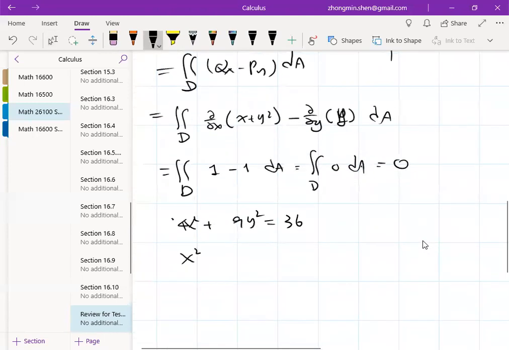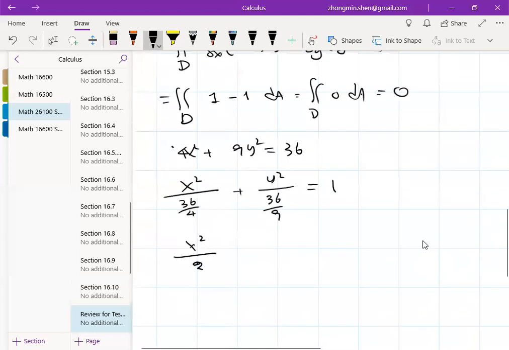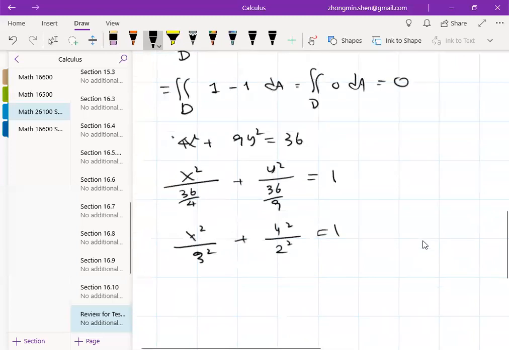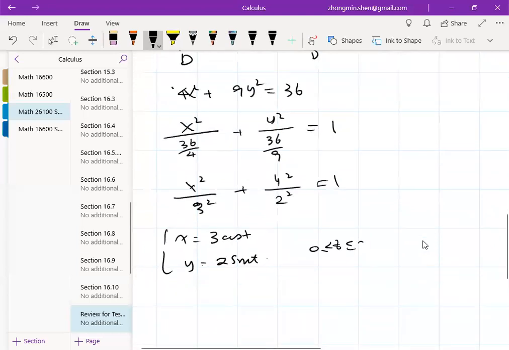Parameterize it. It's going to be x squared over 36 over 4, right? y squared over 36 over 9, right? So we rewrite this again. It's going to be x squared over 3 squared, y squared over 2 squared. So the parameterization for the ellipse is going to be x equals 3 cosine t, y equals 2 sine t. No problem. So t is between 0 and 2 pi.